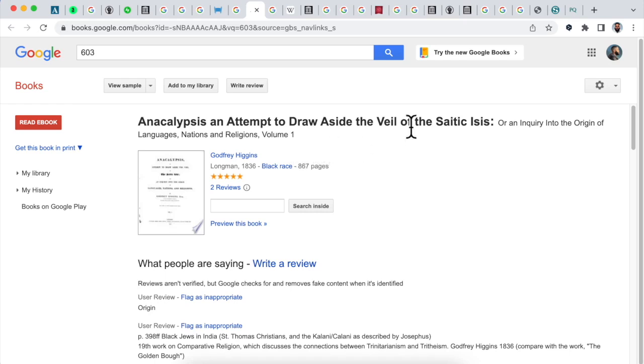That's something else important I forgot to mention. So Godfrey Higgins wrote this book in 1836. We were still slaves.